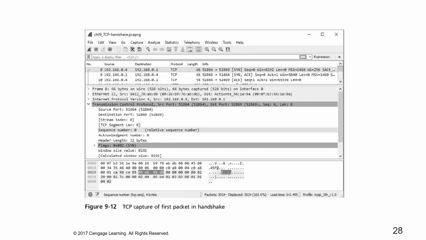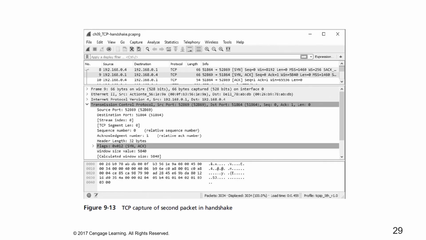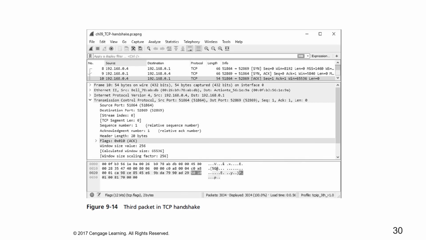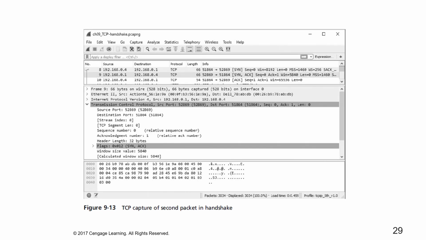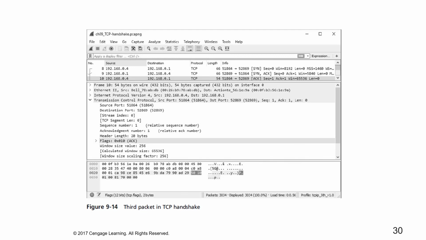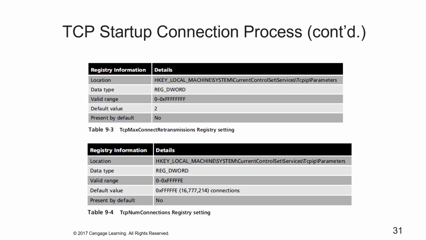So this is an example of a packet capture of that handshake, of the first packet. Here is a packet capture of the second portion of the handshake. And the third. So if we flip back, SYN, SYN-ACK, ACK. And here are both the TCP max connect retransmissions and maximum number of connections registry settings in Windows.